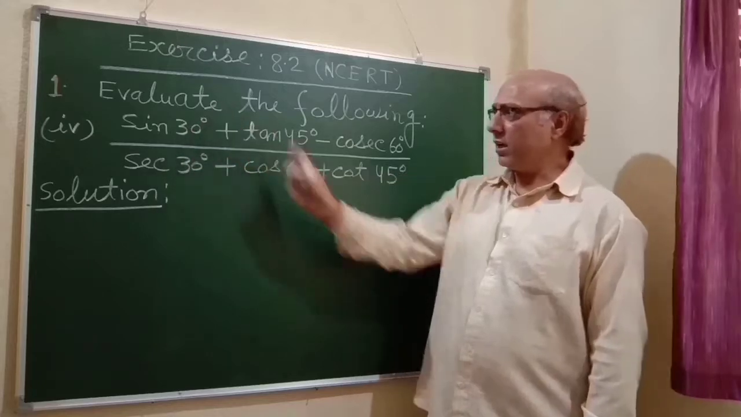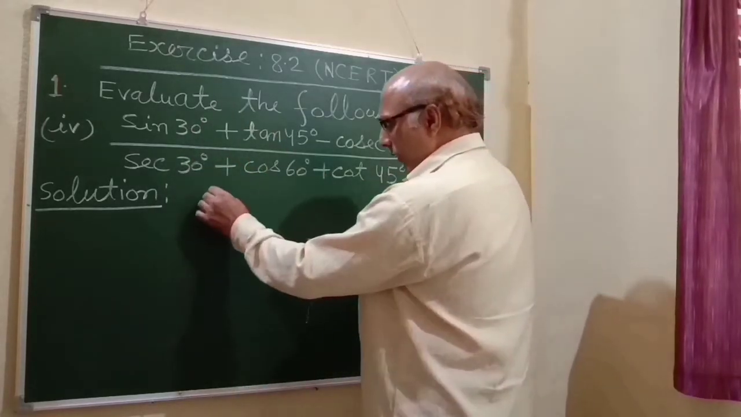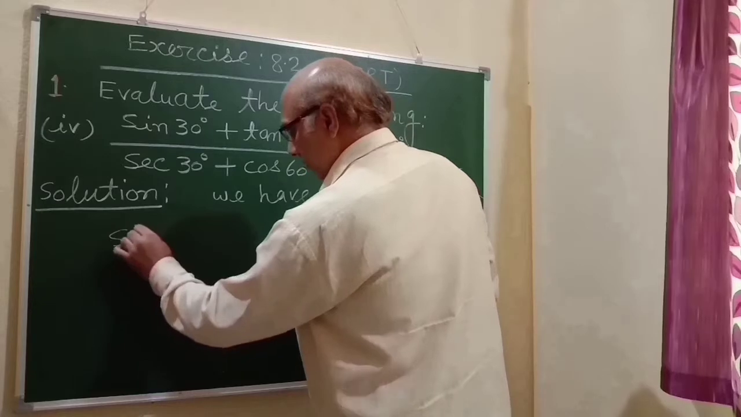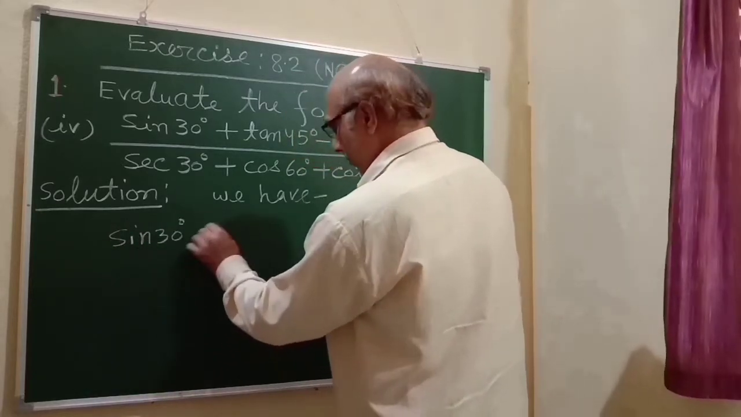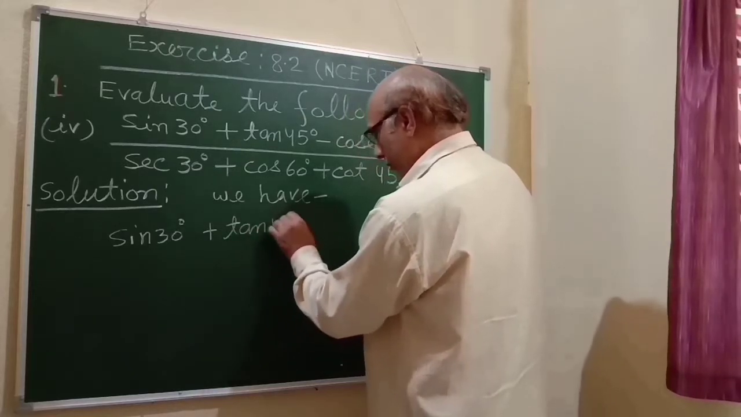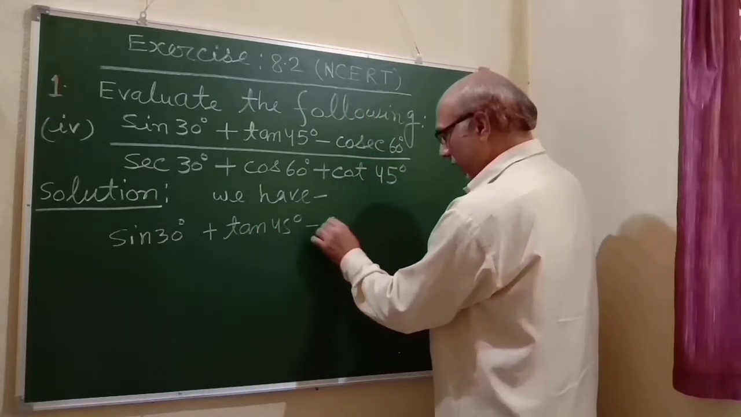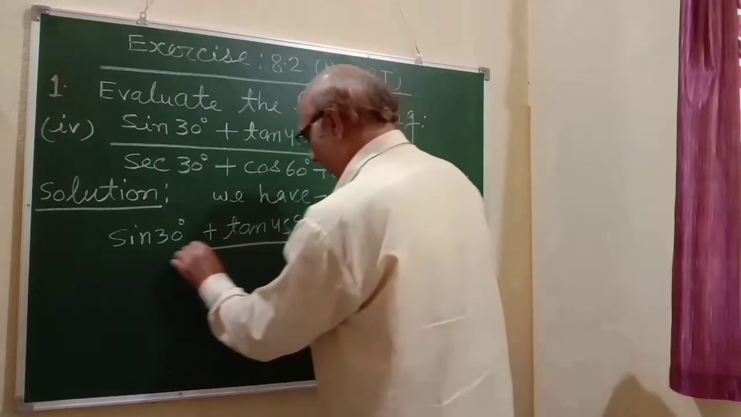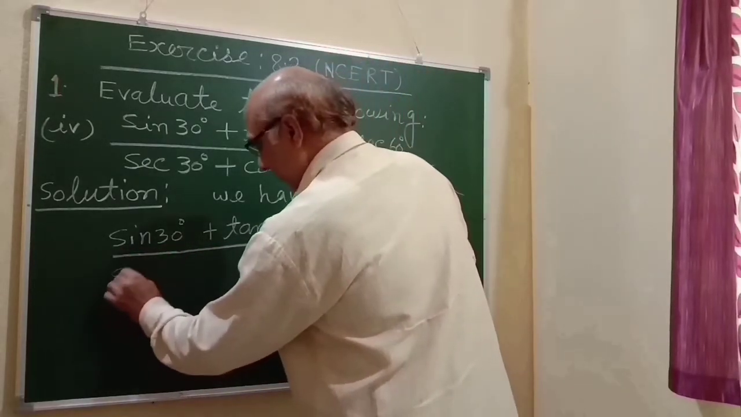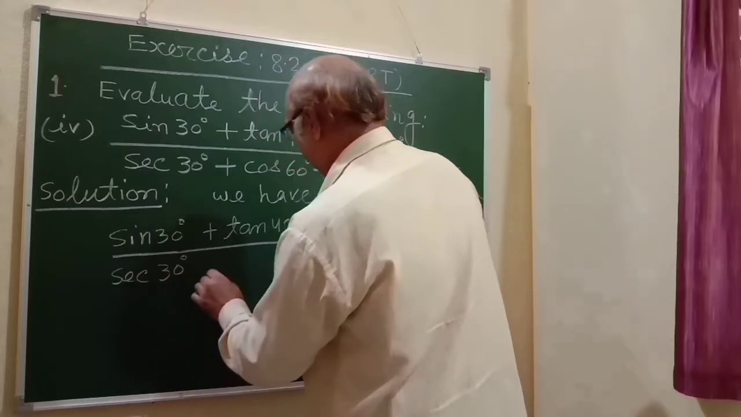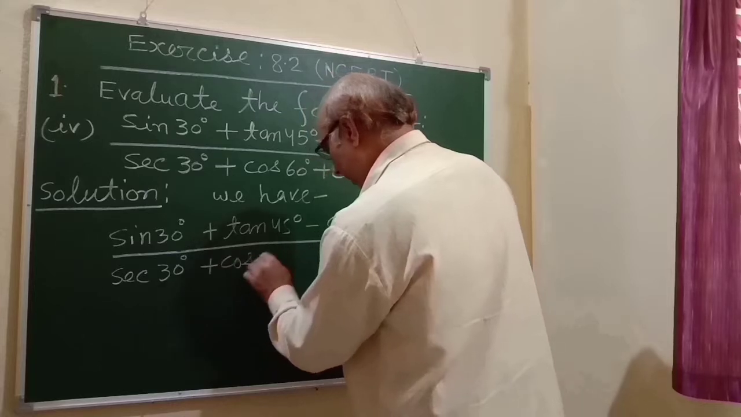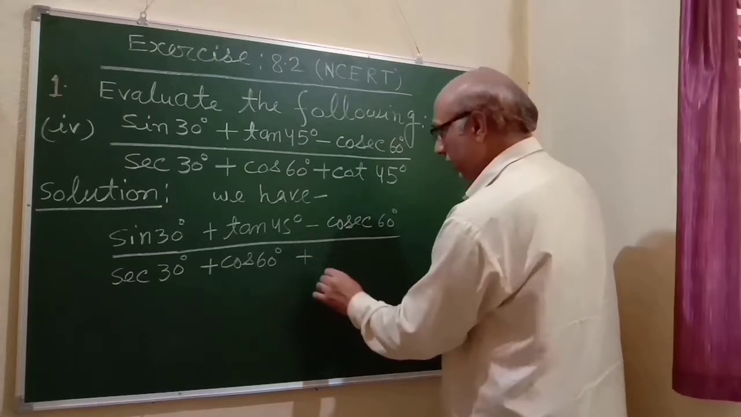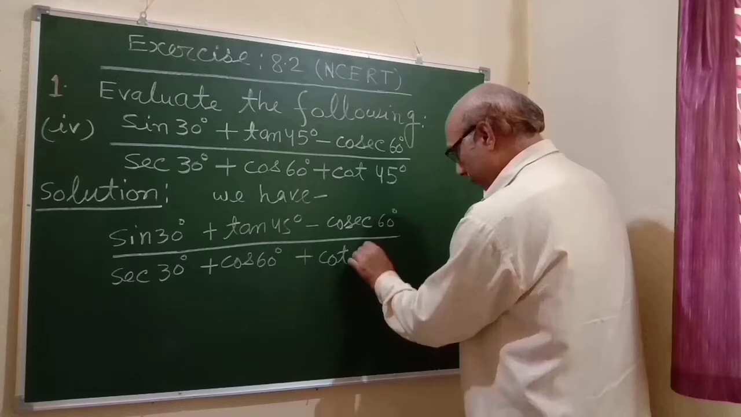4th part, we have (sin 30 degree plus tan 45 degree minus cosec 60 degree) by (sec 30 degree plus cos 60 degree plus cot 45 degree).